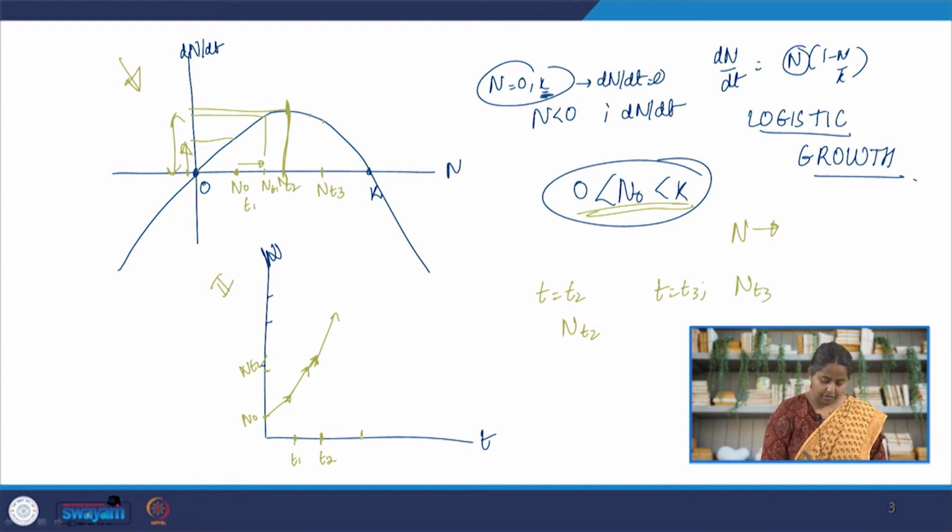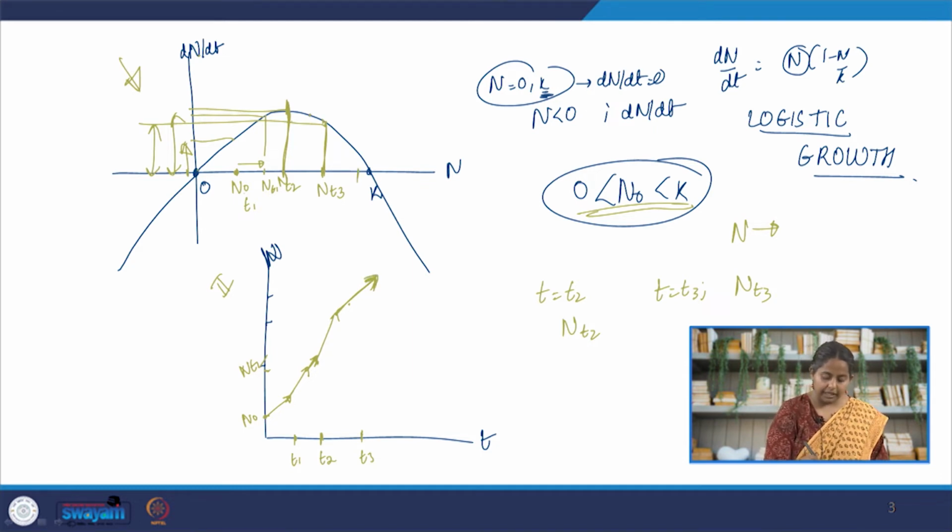So at time t equal to t3, dn by dt is still positive. So you notice the bacterial population is still going to increase, but the magnitude of dn by dt has reduced from the peak, which means the slope here at t equal to t3 will not be as steep as it was at t equal to t2. So we are still seeing a growth, but now the slope is again returning back, it's becoming less steep.